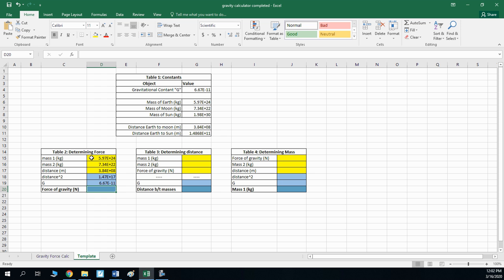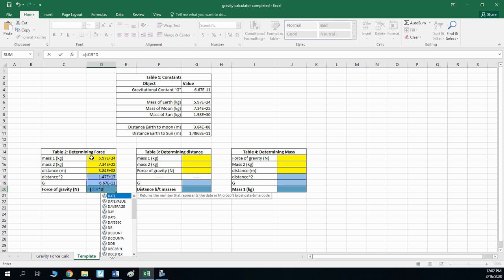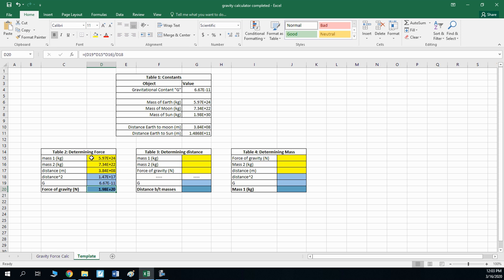Next, we want to do the force of gravity equation. First we have an equal sign, that is equal to D19, which is our gravitational constant, multiplied by the first mass, which is stored in D15, multiplied by the second mass, which is D16, and then we're going to divide that value by the distance squared, which is stored in D18, right? So now, because this is code, whenever I change the values in these yellow boxes, this number will automatically get updated. If I wanted to change this to 2, then it gets changed. If I wanted to change this to 100, it gets changed. So that's how that works.